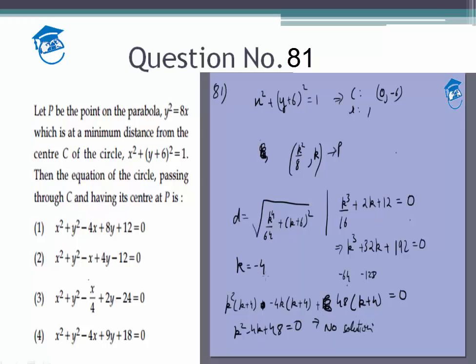So the only solution to this equation is k is minus 4, which means x will be minus 4 whole squared, or 16 by 8, which is 2. So P is equal to (2, minus 4). So we found out the point P.